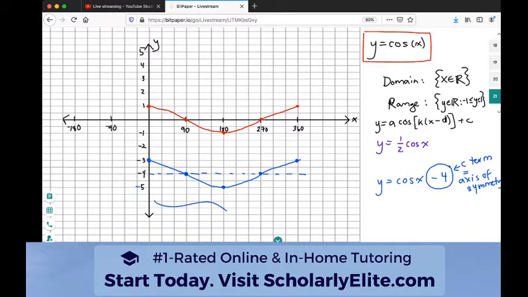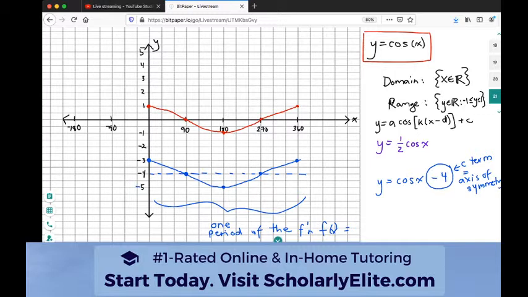So again, this is one period of the function f of x or y, whatever you want to call it. f of x equals cosine of x minus 4. My frantic writing. Okay. So now let's talk about the k value.